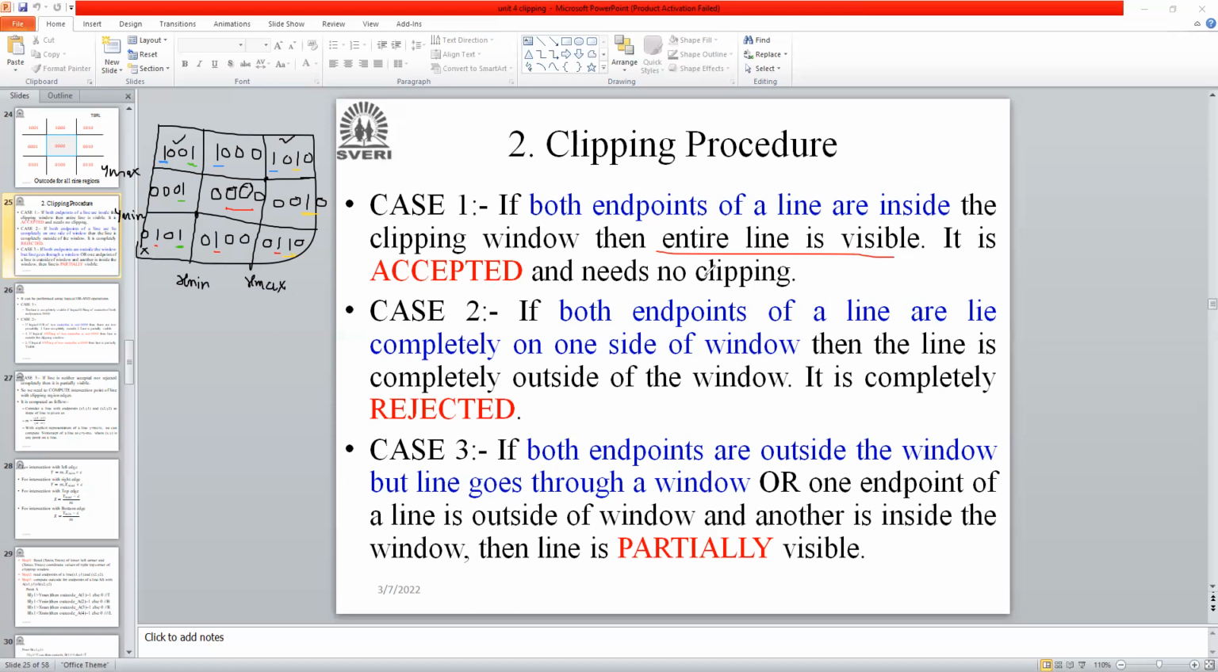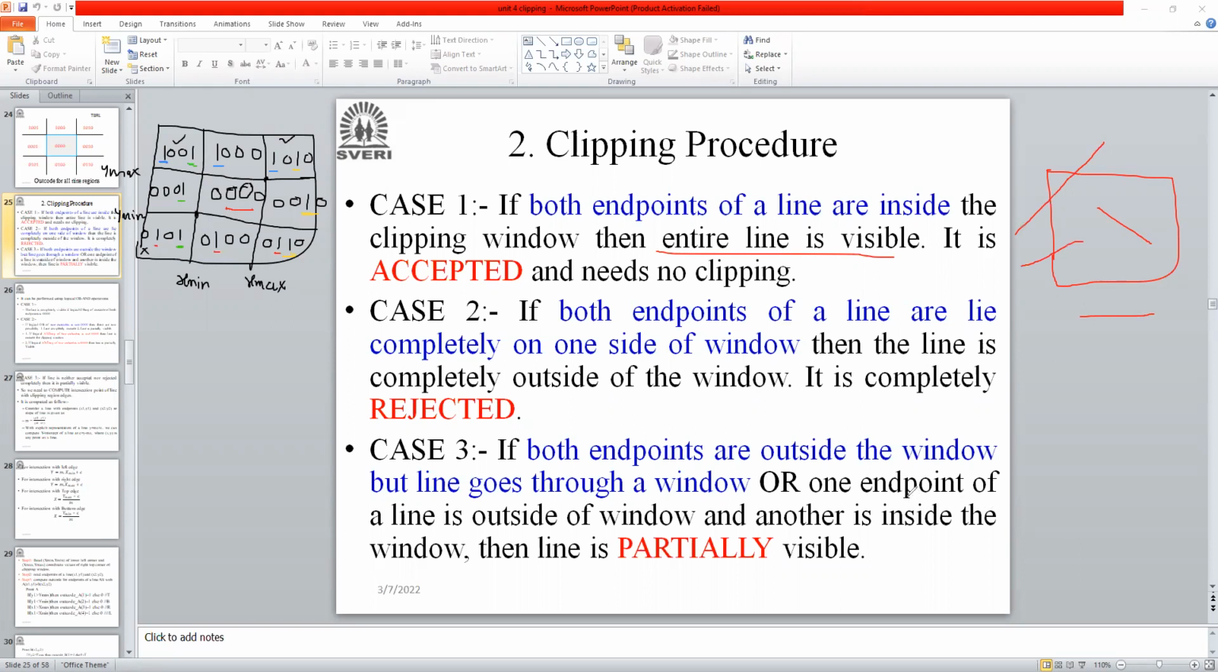When is clipping required? If some portion is outside, then only we have to cut that portion. If no portion is outside the window, is clipping required? No. There are three cases. This is the first case, this is the second case, and this is the third case. And we will see one more. This is the fourth case.